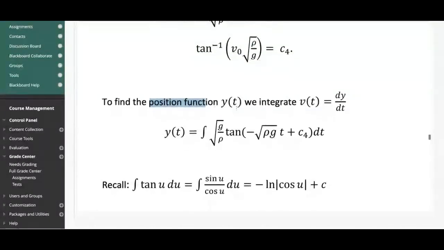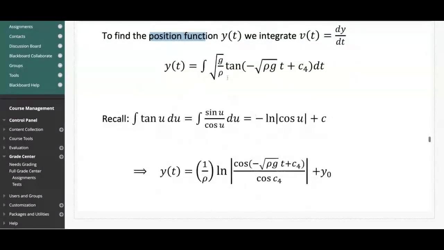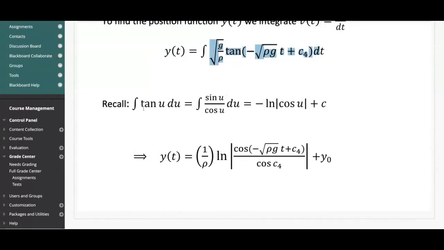To find a position function, we integrate. How do we integrate that? Tangent, well, let's use u to substitute for this. Tangent u is sine over cosine. Then we could use another variable to substitute for cosine, 1 over cosine. That's ln cosine.